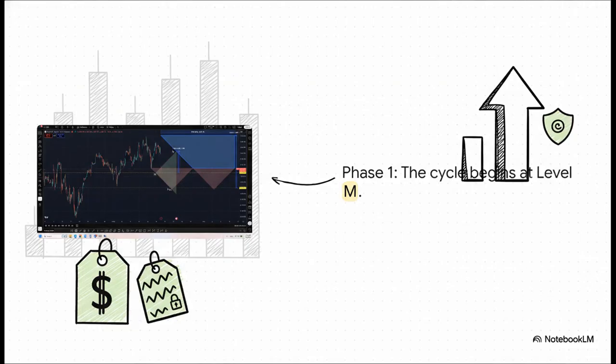So this slide is really where it all begins. You can see the primary entry point. It's labeled M, and it's set at $6,872.96. But there's also a secondary entry level, PC, down at $6,820.14. This second level is a really critical part of the overall risk management plan.